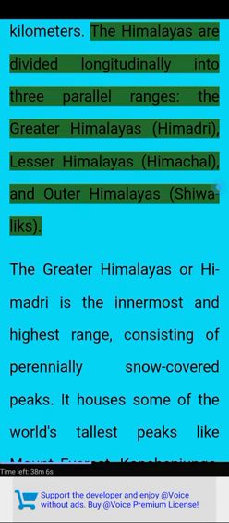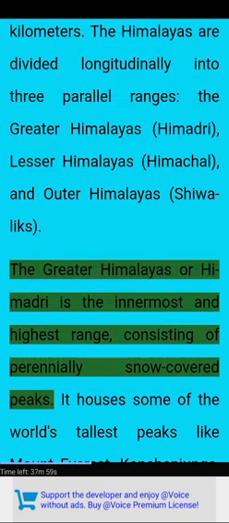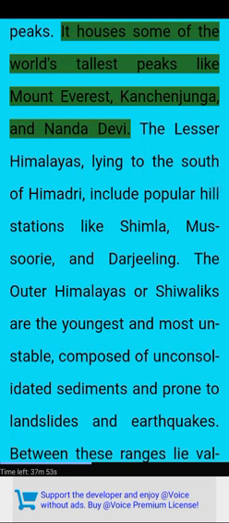The Himalayas are divided longitudinally into three parallel ranges: the Greater Himalayas Himadri, Lesser Himalayas Himachal, and Outer Himalayas Shiwaliks. The Greater Himalayas or Himadri is the innermost and highest range, consisting of perennially snow-covered peaks. It houses some of the world's tallest peaks like Mount Everest, Kanchenjunga, and Nanda Devi.